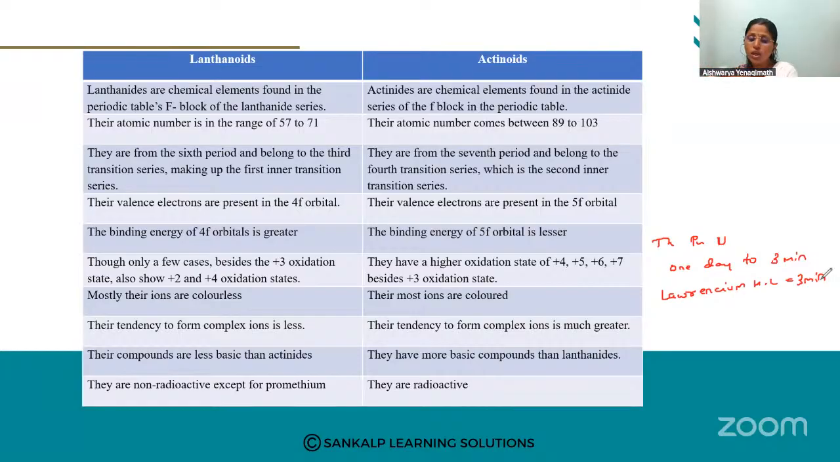So for an element whose half-life is so small, can we produce it in more quantity? Can we produce it in kgs? Within 3 minutes, half of its concentration gets disintegrated. Can we produce them in more quantity? No, not possible. By the time you produce that, it has already disintegrated. Half of it is disintegrated, right?